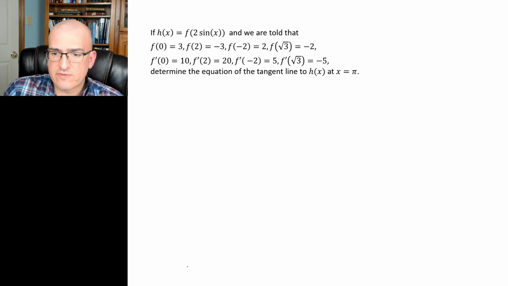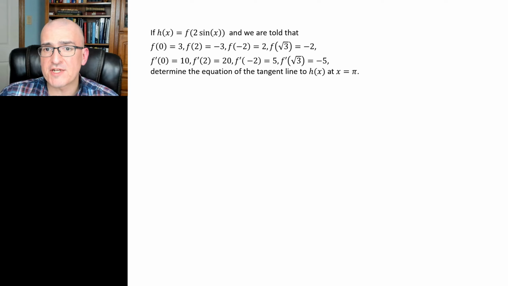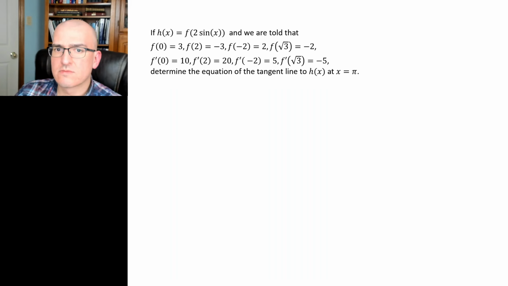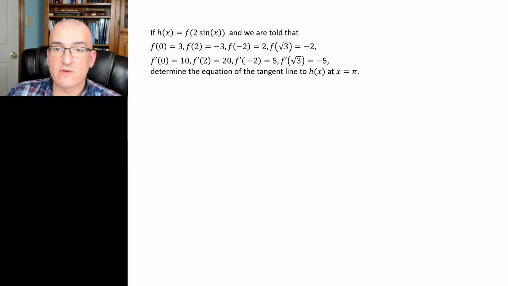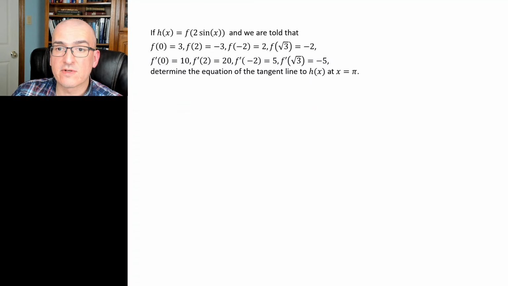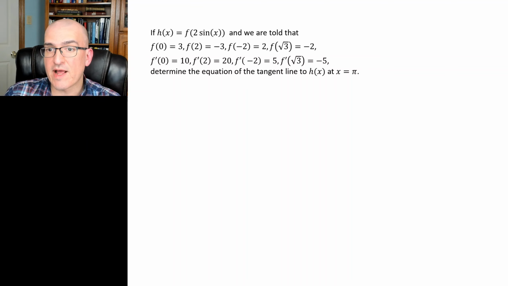That wasn't weird enough. Let's pick it up a notch and go to the question types involving data. Here we have a function h of x, which is defined as f evaluated at 2 times the sine of x. And we're told some information about what f of x is at different x values. What is f of 0, f of 2, and so on. We want to find the equation of the tangent line at x equals pi.